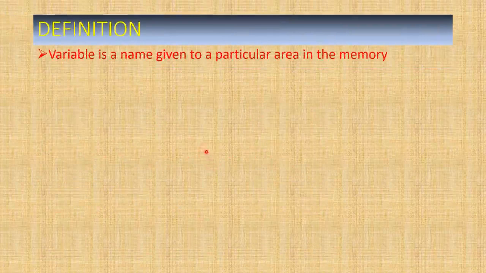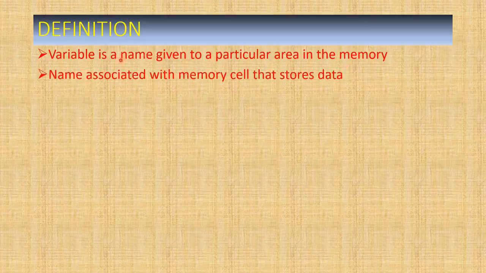The definition of the variable says that a variable is a name given to a particular area in the memory. So what does it mean? We will look further. The second definition you can say is that a variable is a name which is associated with the memory cell that stores the data. Now you may be confused about what the need of memory is in the definition of the variable. So first understand what this memory is. Memory denotes the random access memory, RAM. So we call RAM here memory.